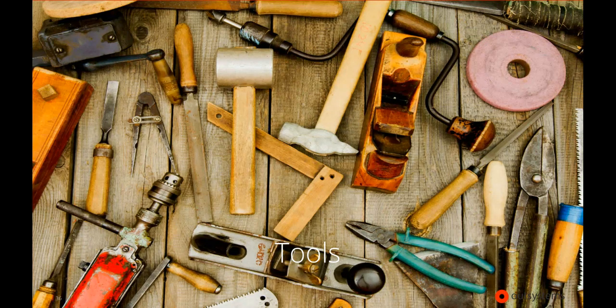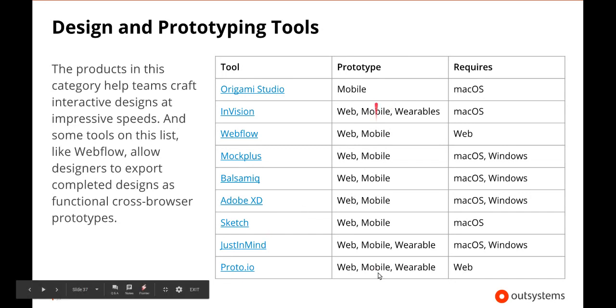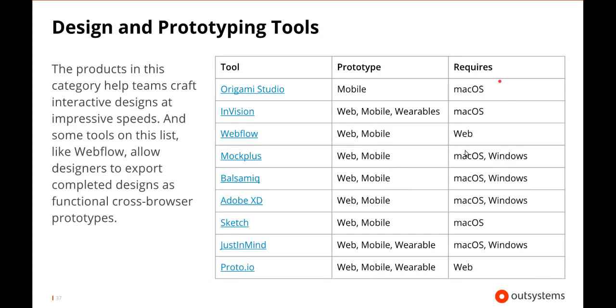We're going to take a look at some of the tools that help enable rapid application development. So these are design and prototyping tools. I'm not going to go through all of them, but it's just a quick rundown of what you can use to prototype designs. So you have all these different applications, what type of application you can prototype with them, and which operating system they require.